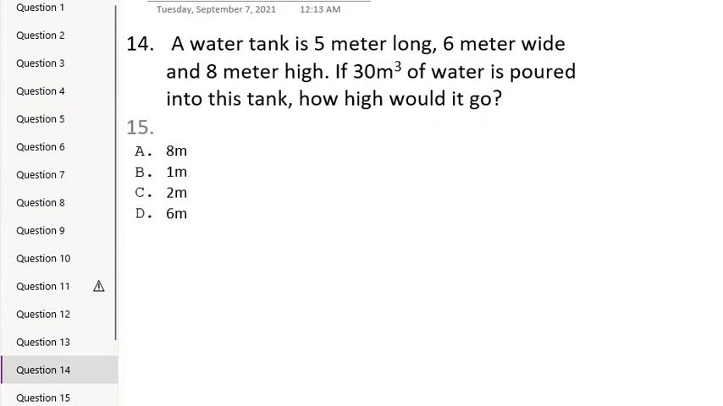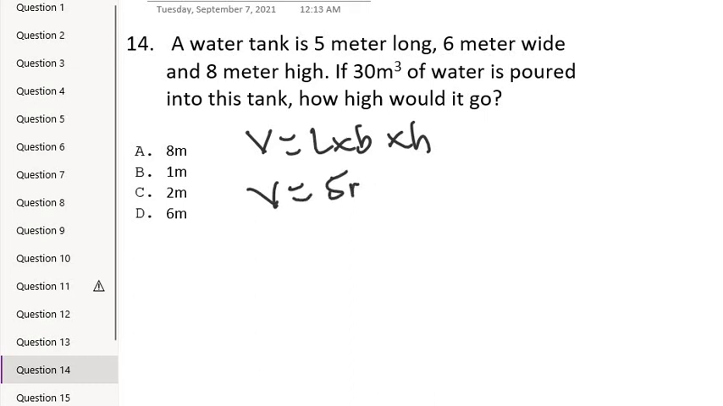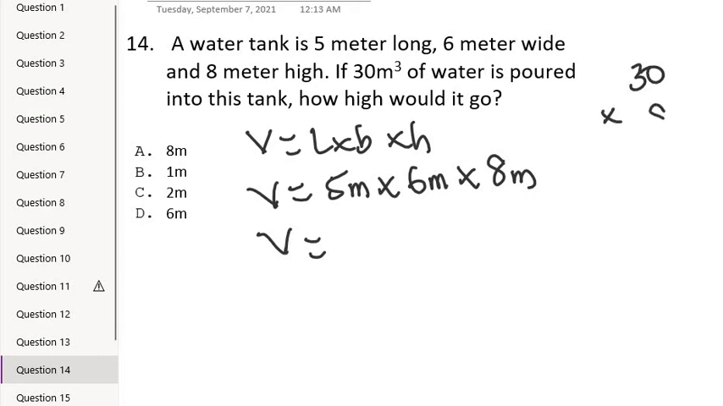Question 14. A water tank is 5 meters long, 6 meters wide, and 8 meters high. So the volume is always length times breadth times height. So the volume of the water tank will be 5 meters times 6 meters times 8 meters. 5 times 6 is 30. 30 times 8 will give me 240 meter cube. So the volume is 240 meter cube.